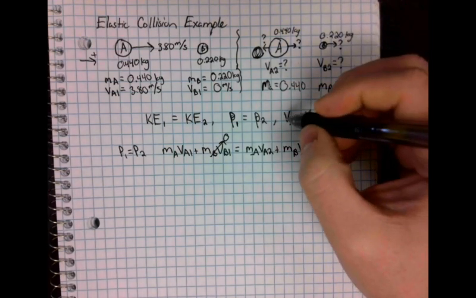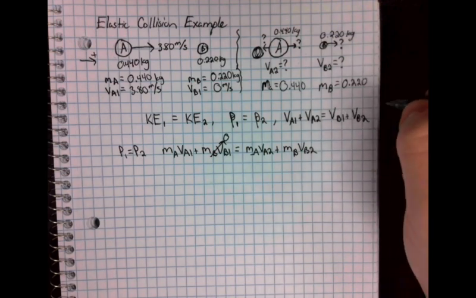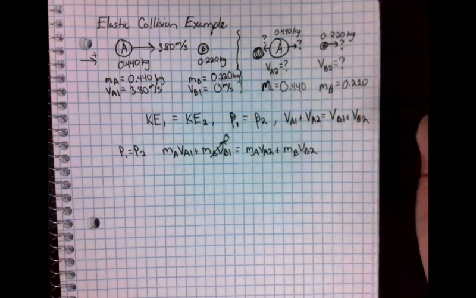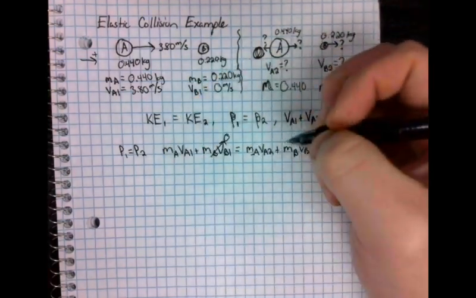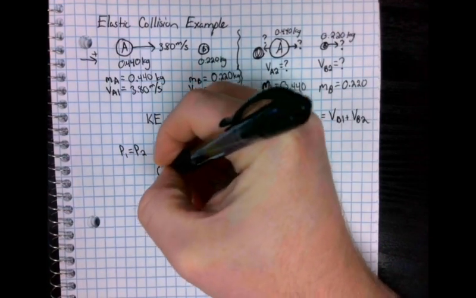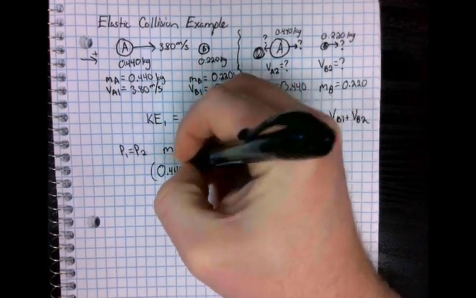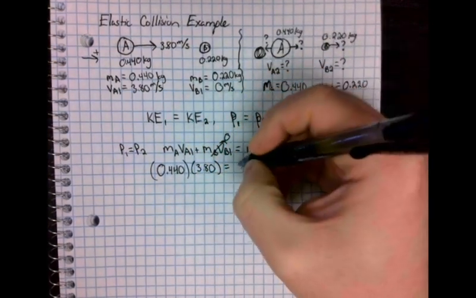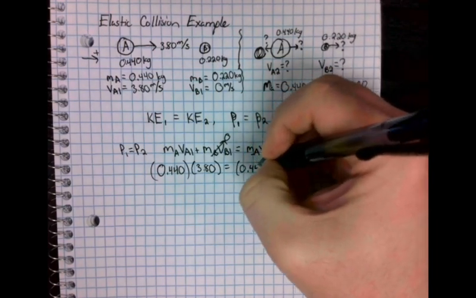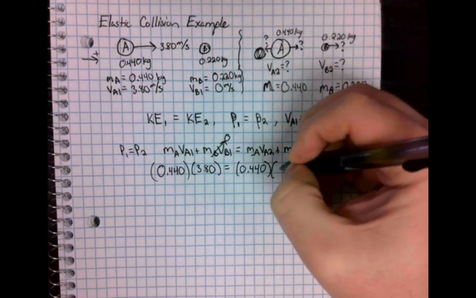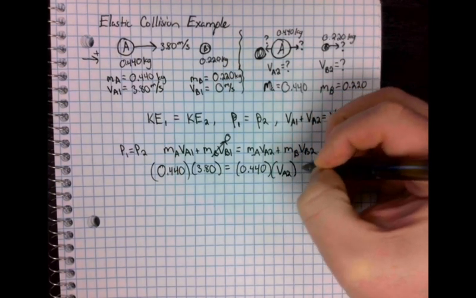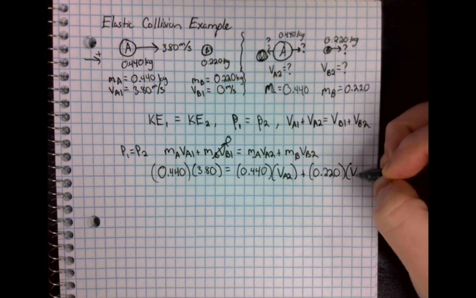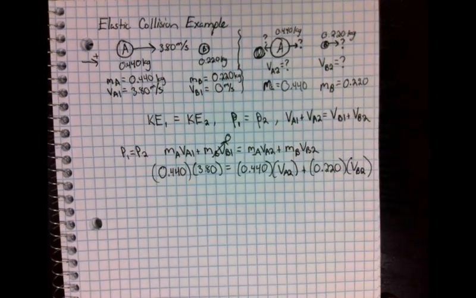Okay, for the second piece of information, we have VA1 plus VA2 equals VB1 plus VB2. That's our second equation, and I don't need to write it out or expand it in any way. So let's see what we've got here. We have MA, which is 0.440, and VA1 is 3.80. That's equal to MA 0.440 times VA2, which we don't know, plus our mass 0.220 times VB2. So we have two unknown variables in that one.